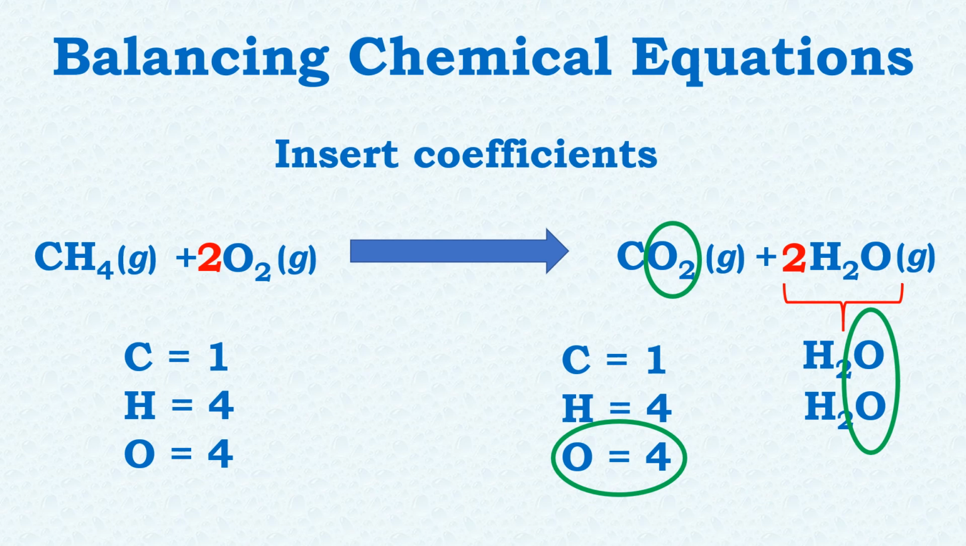All of the elements are now balanced. Notice there is no need to write the coefficient of 1. If no coefficient is present, a 1 is understood.